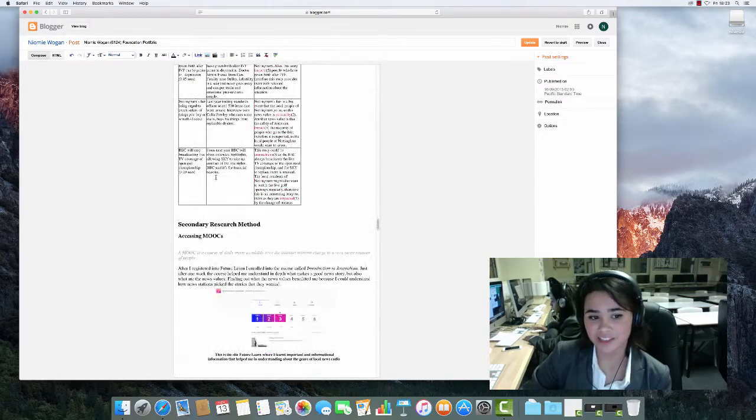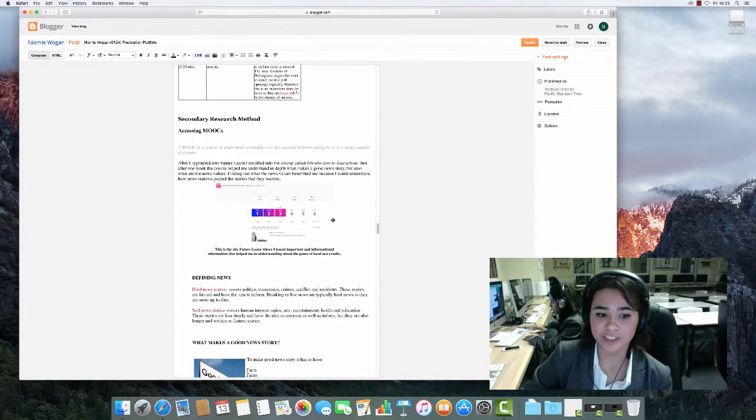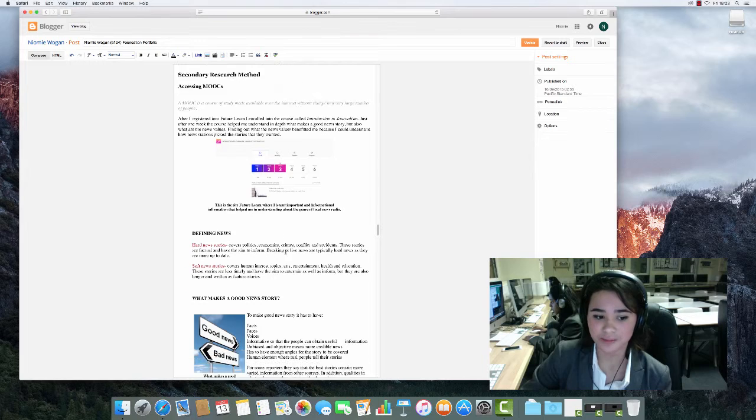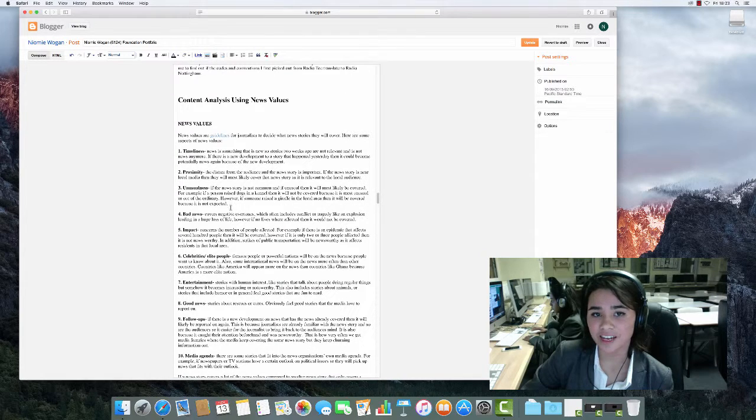The other secondary research method that I used was going on FutureLearn. FutureLearn offers online courses in order to help me understand journalism. On FutureLearn, I learned the difference between hard and soft news stories, but it also helped me understand, which was very essential, the news values.